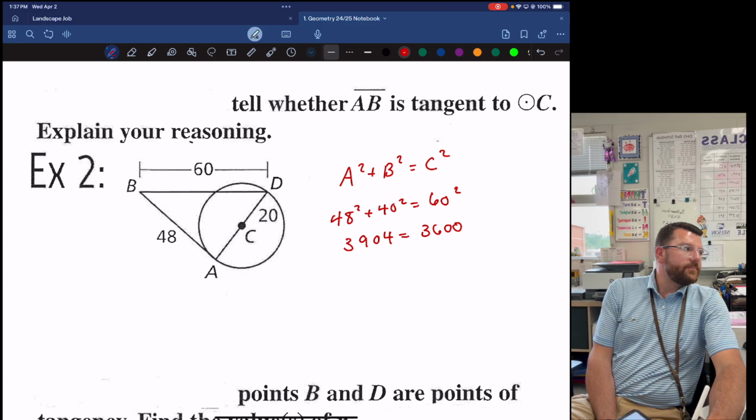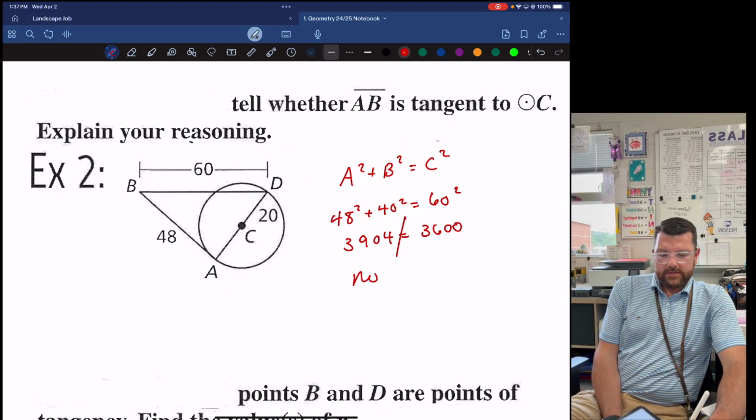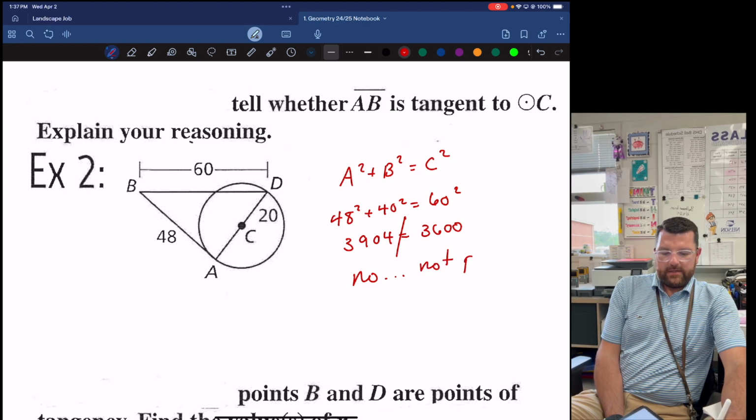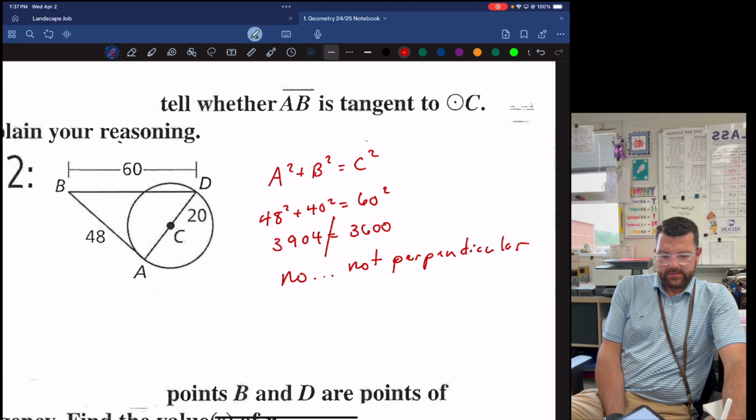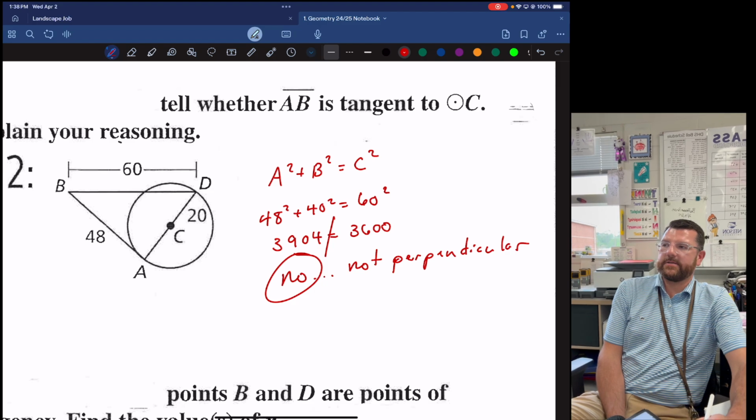Are those the same? No, they are not. So our answer here is no. It is not perpendicular, is how we would answer that. But I don't ask you guys to explain. So no would just be my answer.